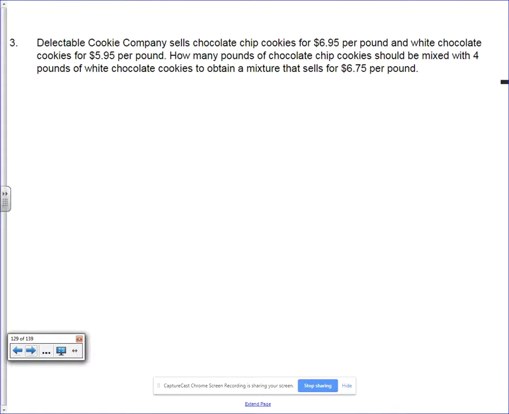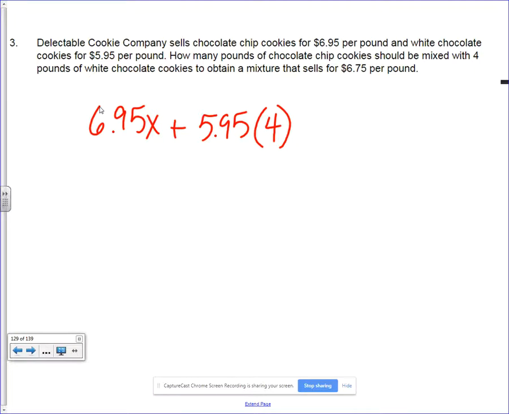Okay, we are doing cookies this time. And we are mixing it. So this is going back to the types of problems that we did yesterday. How many pounds of the chocolate chip cookies? So chocolate chip cookies are $6.95 times X plus I am doing the white chocolate cookies, which is $5.95, and I know I am mixing that with 4 pounds of that. And I want to make a mixture that sells for $6.75, and that will need to have those two added together to get the final cost for that.